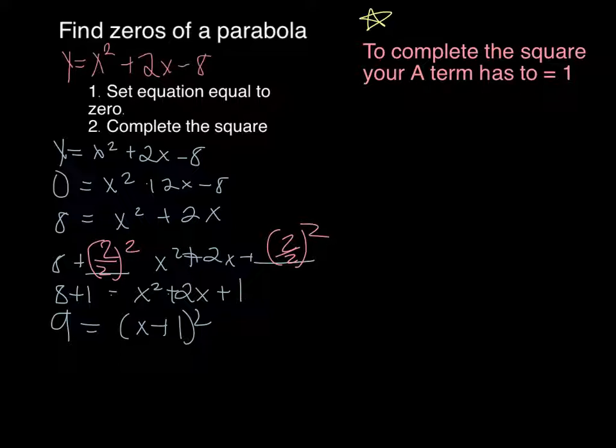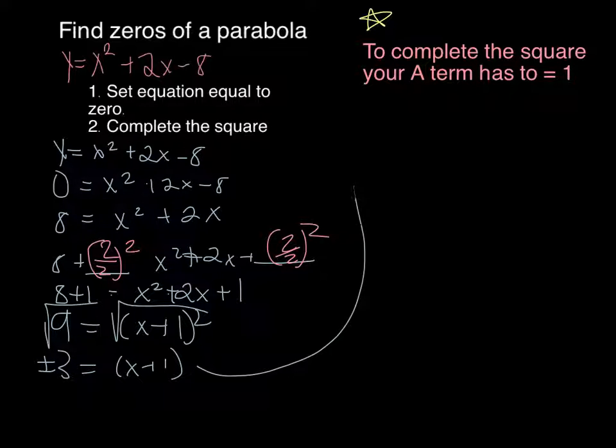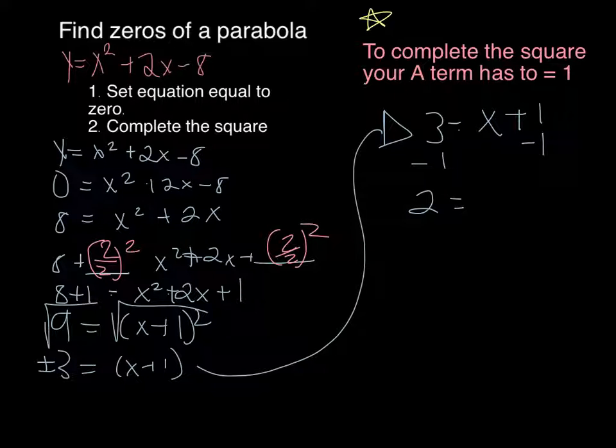Our next step is to square root both sides. So we get 3 equals x plus 1. Since we square rooted the 9, 3 is plus or minus. This leads us to our next step over here. In the case that 3 is positive, we are going to solve for x. So doing 3 equals x plus 1, subtract 1 from each side and get 2 equals x.